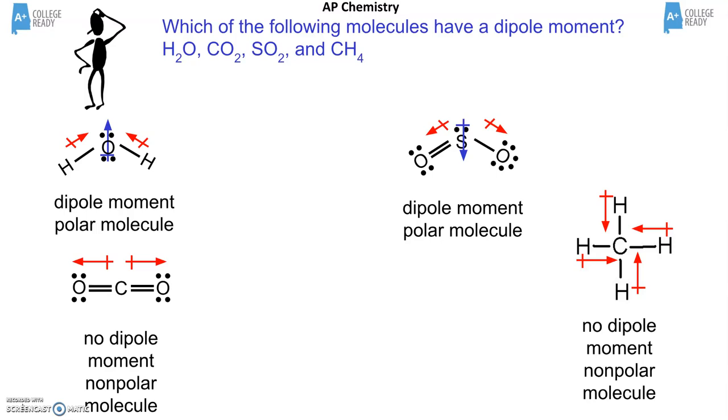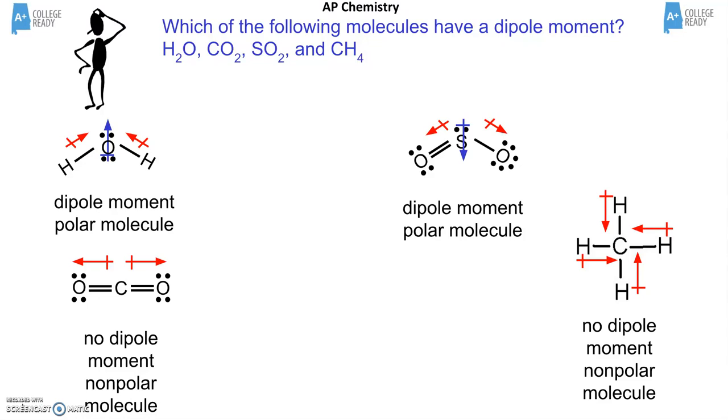So which of the following molecules have a dipole moment? Let's take a look. Look at water. Water has those two unshared pairs. It's going to be pulling them up in that direction. Sulfur dioxide is dipolar because it has that unshared pair on the central atom and it's pulling it down and pulling it out.